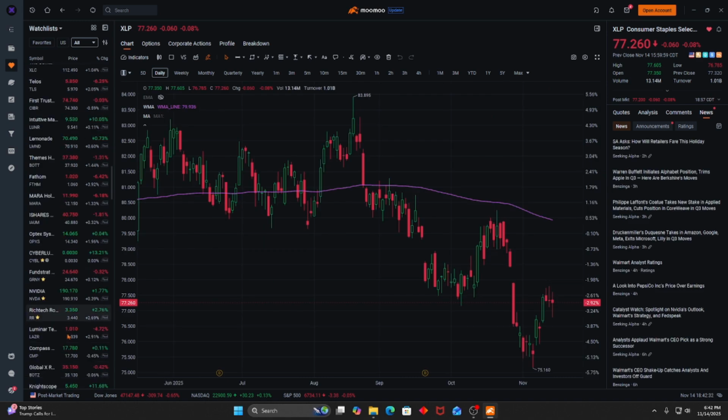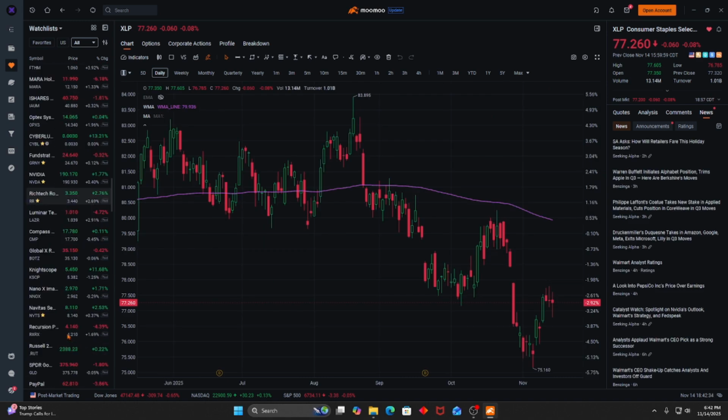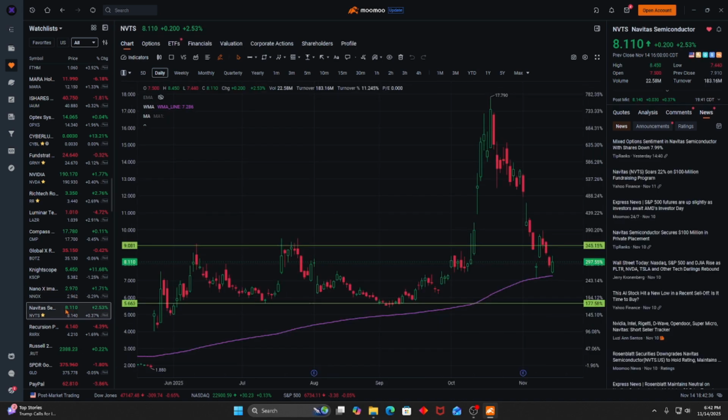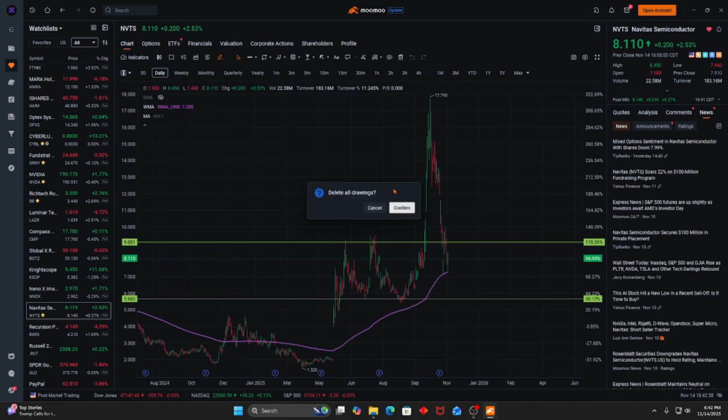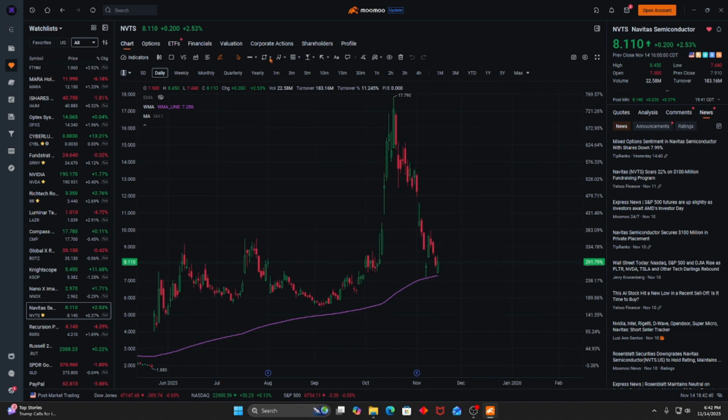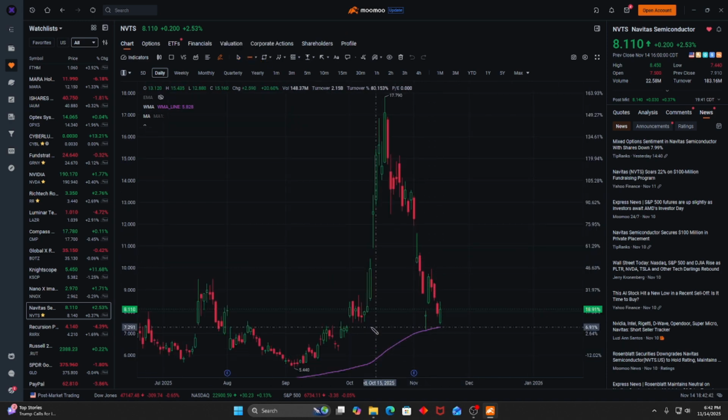Okay, I see one. I don't want to do Richtek Robotics. We can do NVTS. Okay, NVTS is perfect. So, right, let's go and measure our levels. So this is a big level here, right here. You can see here, it found a top and then came down nice and low.